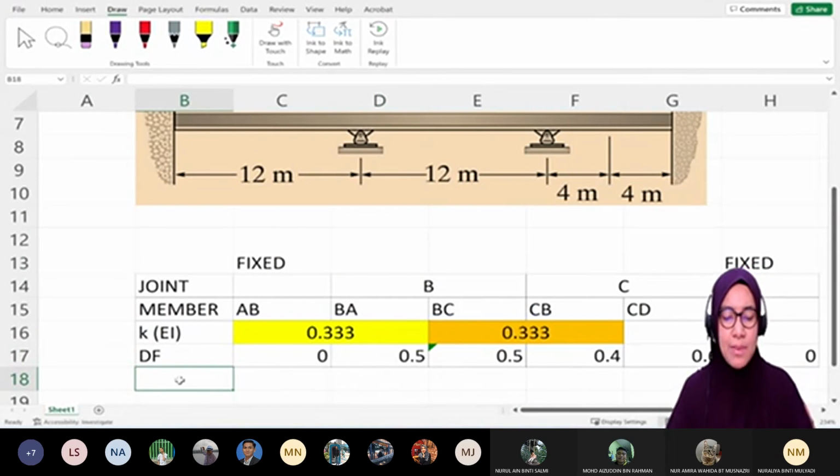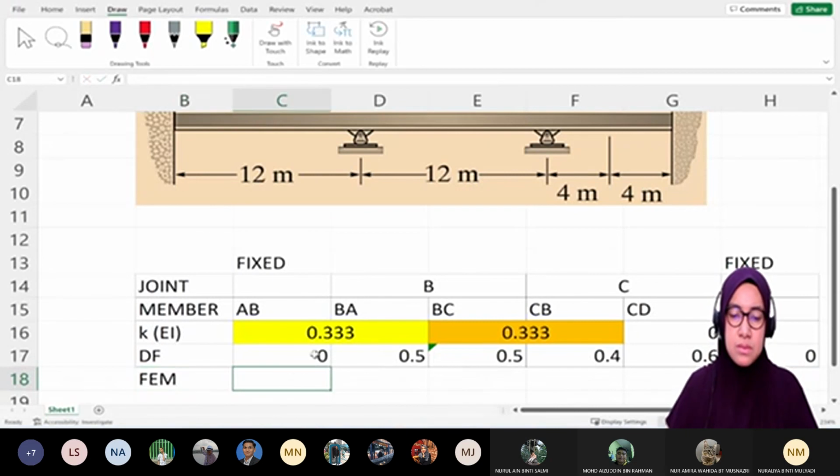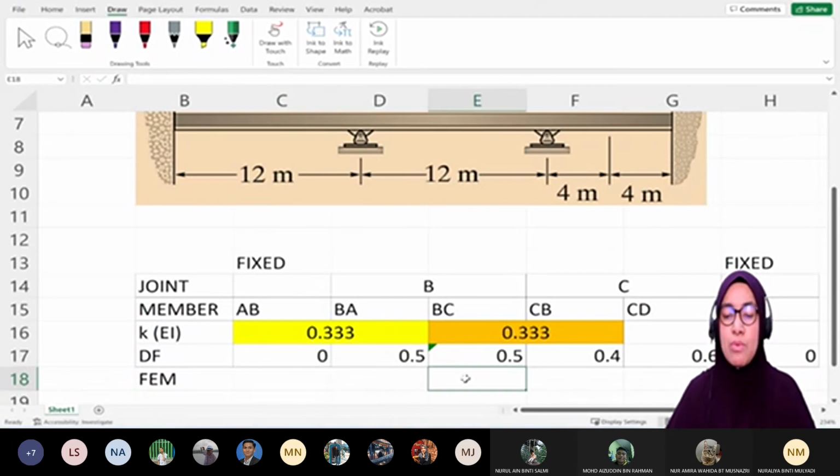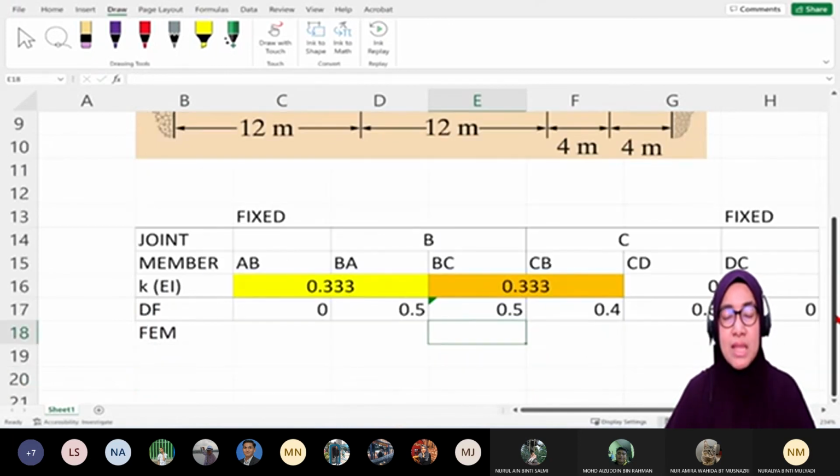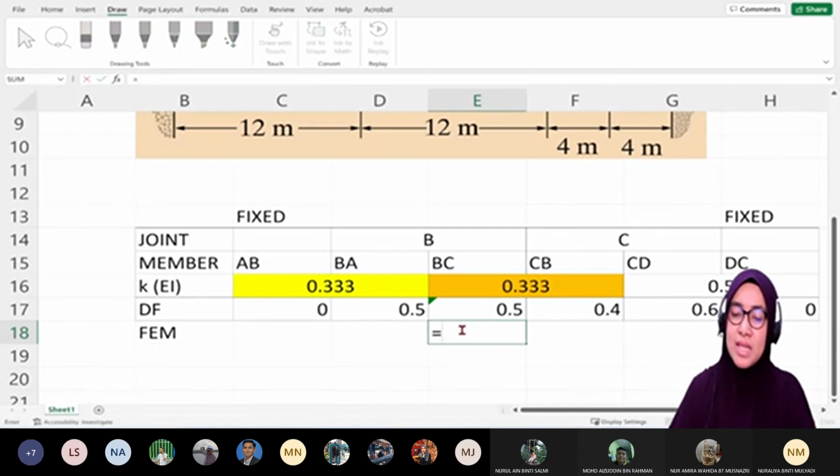Okay, so fixed end moment. There is no fixed end moment for AB and BA, it is 0. So we move to BC and CB, one negative, one positive. BC is negative, CB is positive.